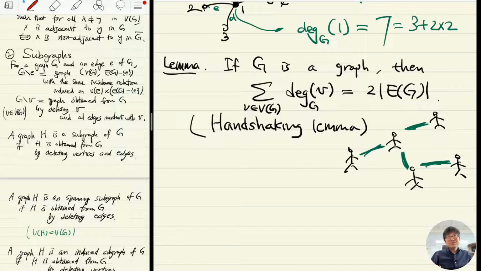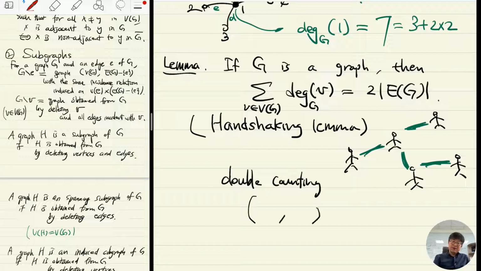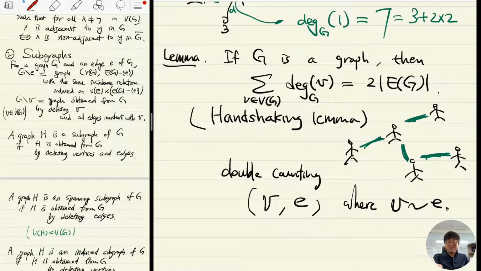So why is this true? This is an easy lemma. You just count. So this is double counting, right? You double count the incidence relations, the vertex and edge, where vertex V is incident with E. Sometimes we omit this subscript G, right? I could have written G, but let's omit it because we only have one graph, so there's no confusion.